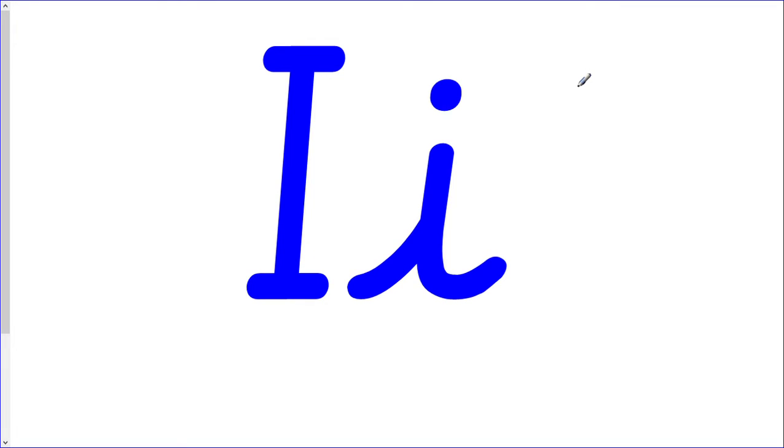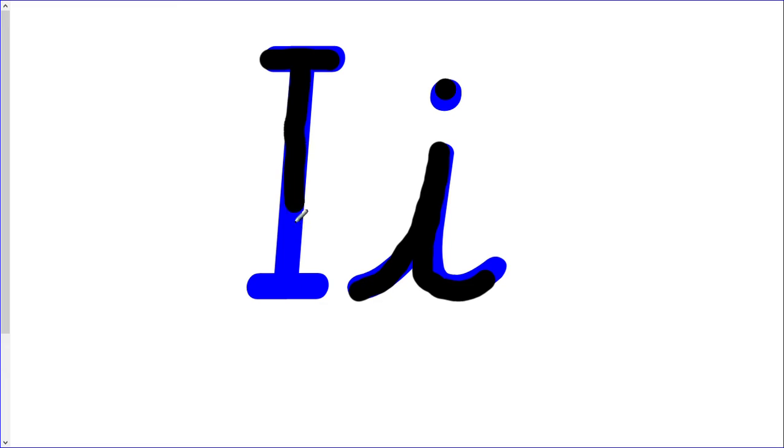Okay, let's remember how we write our i. We go up the insect's body, down, and a dot for the head. And here we have a capital I, or the tricky word I, and we write it by going across, down, and across.